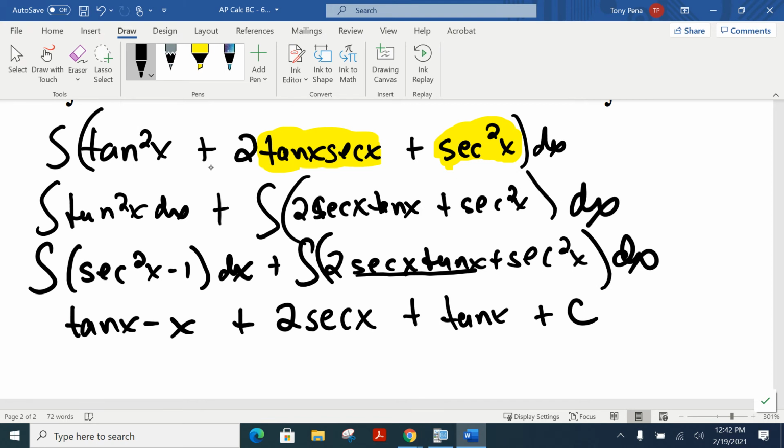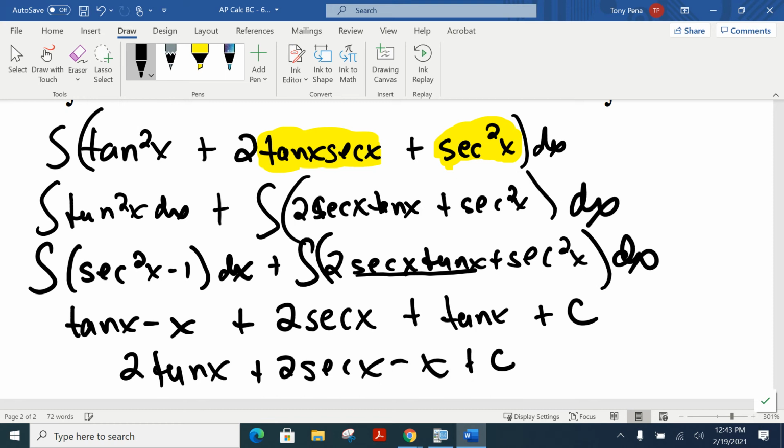We have some like terms, so I would expect you to probably do that. So we have 2 tangents, 2 secants, subtract your x, add your constant, and then that's our guy.